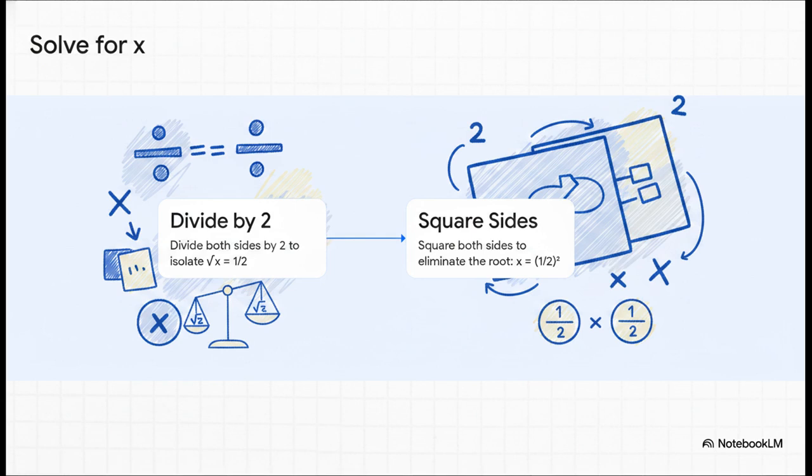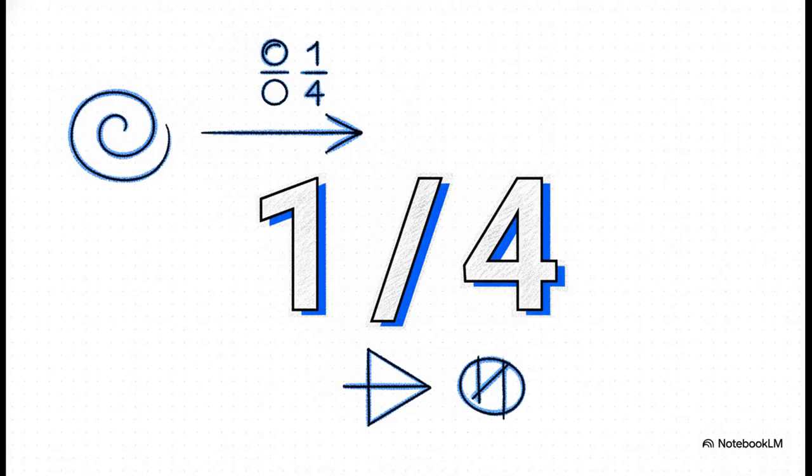But remember, we don't want the square root of x, we want plain old x. So how do we undo a square root? We literally just square the whole thing. Squaring the left gives us our target x, and squaring the right means simply multiplying 1/2 by 1/2. And there we have it. Our target value for x is perfectly isolated as 1/4. We successfully navigated all the way from that complex logarithm down to a single clean fraction.